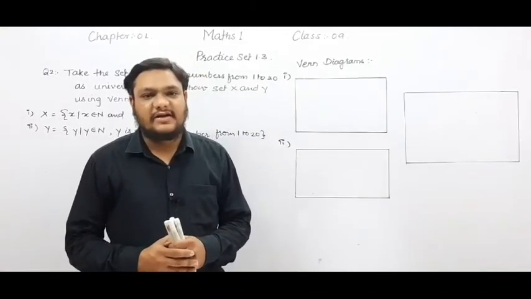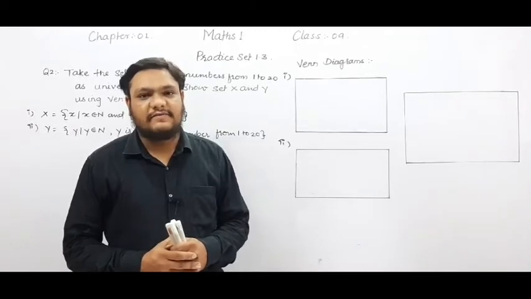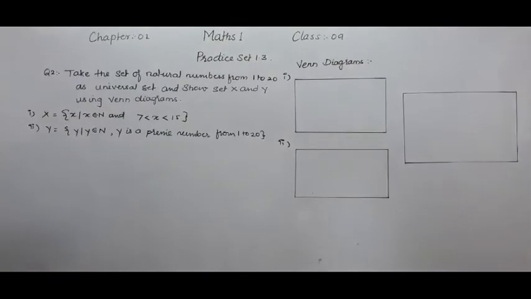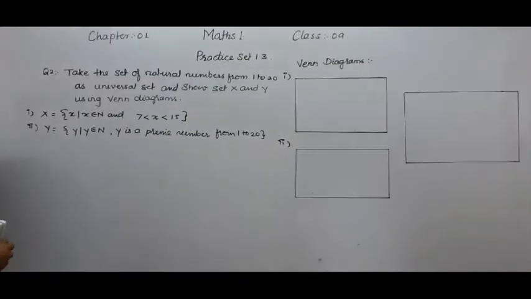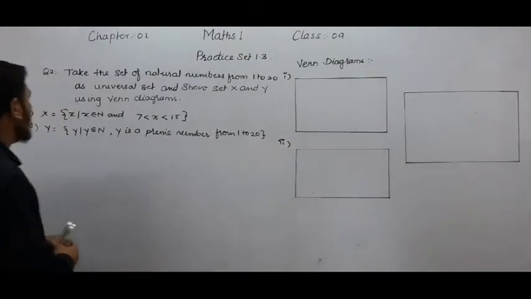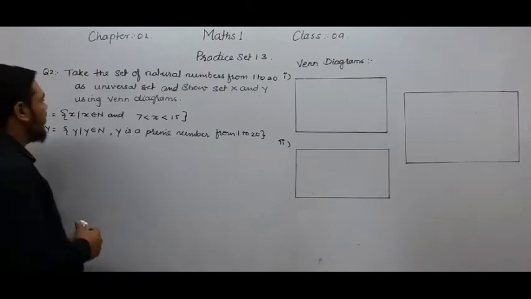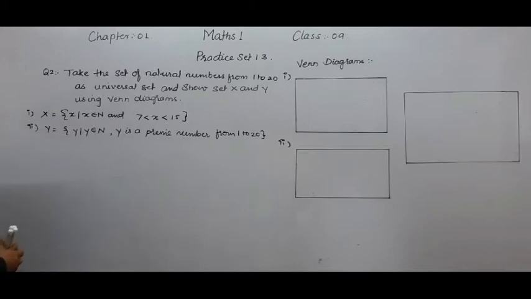In the previous lecture, we have studied the first question from the practice set 1.3. Now today in this lecture, we will study the next question of the practice set. The next question is: take the set of natural numbers from 1 to 20 as universal set and show set X and set Y by using the Venn diagram.